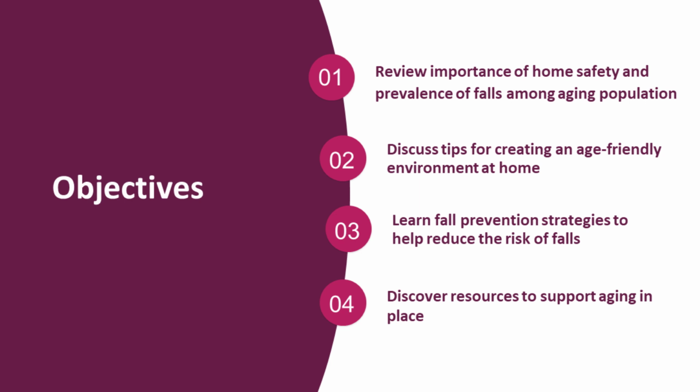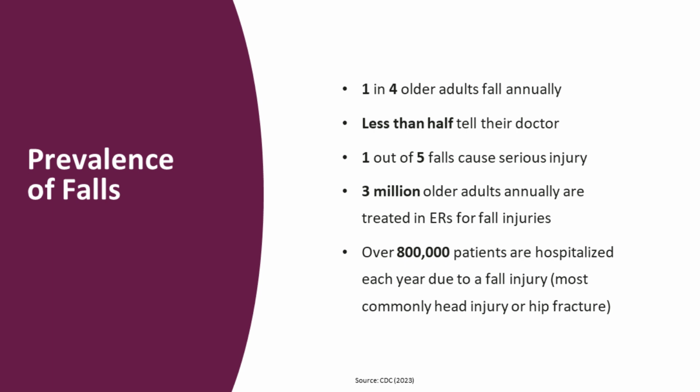So we have a lot to cover today. So here are our objectives for today. We're going to talk about home safety and the prevalence of falls. We're going to talk about creating an age-friendly environment in the home that hopefully can reduce the risk of falls. We're going to talk about the strategies to reduce, again, some of those risks beyond just the environment and the home. And then we're going to talk about some resources towards the end of our presentation today.